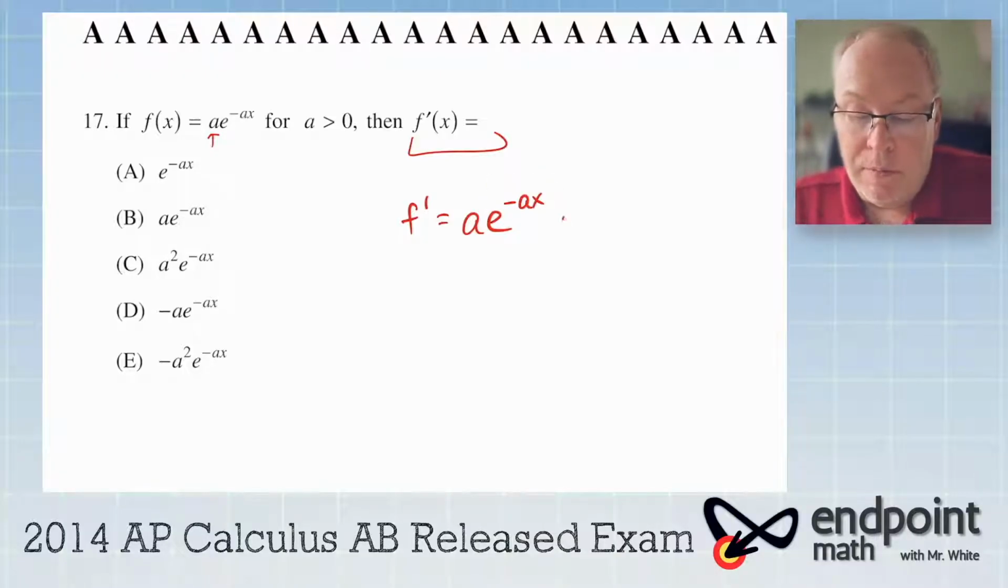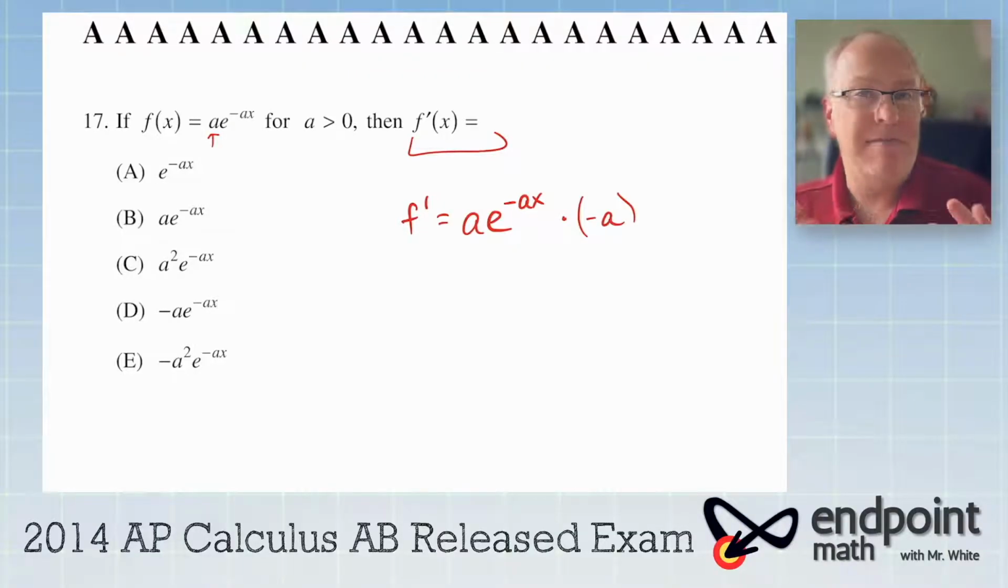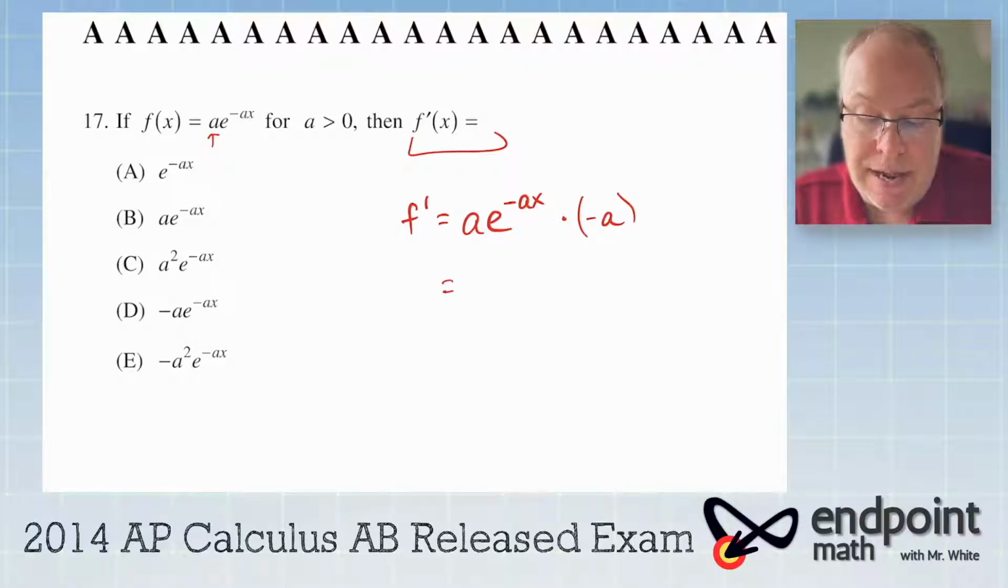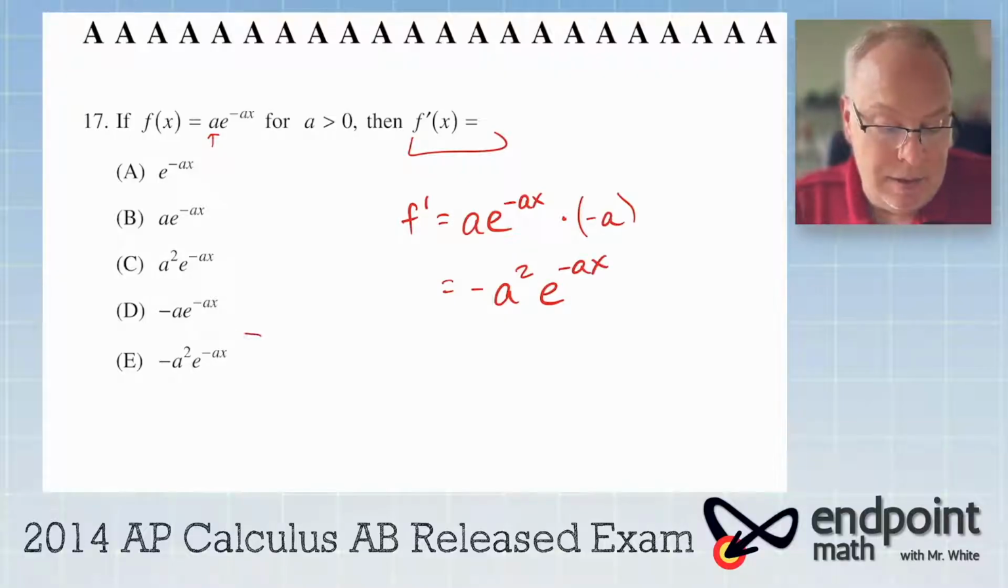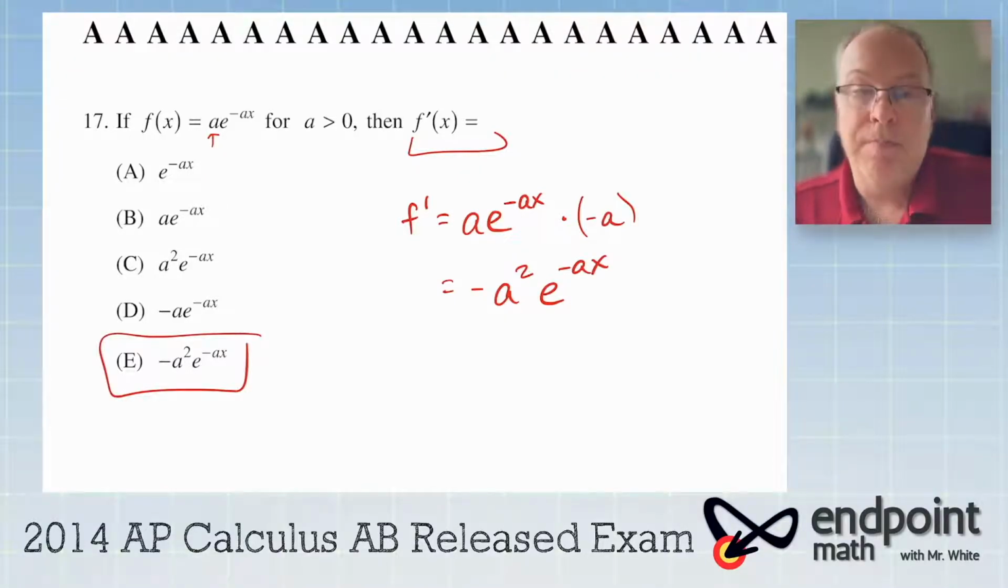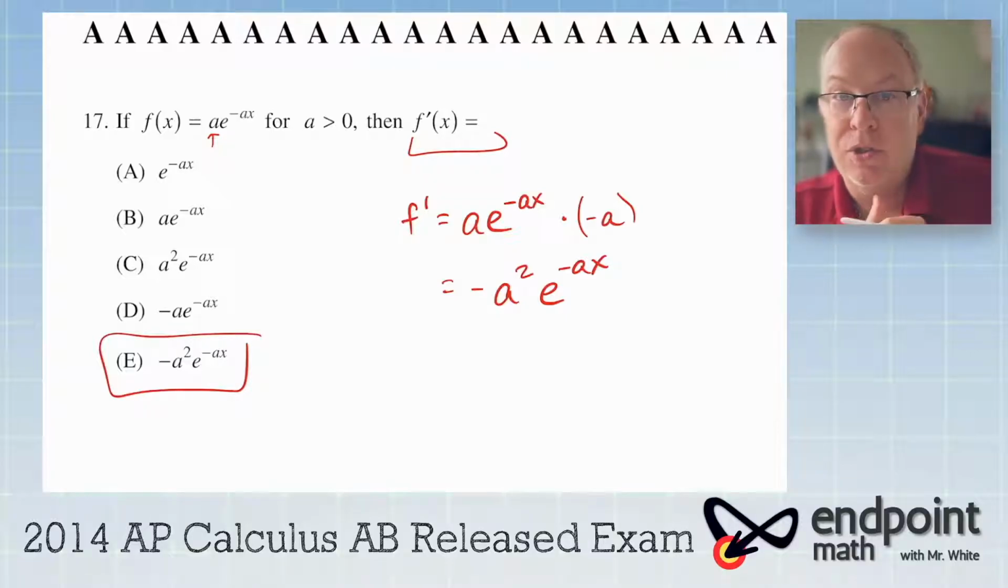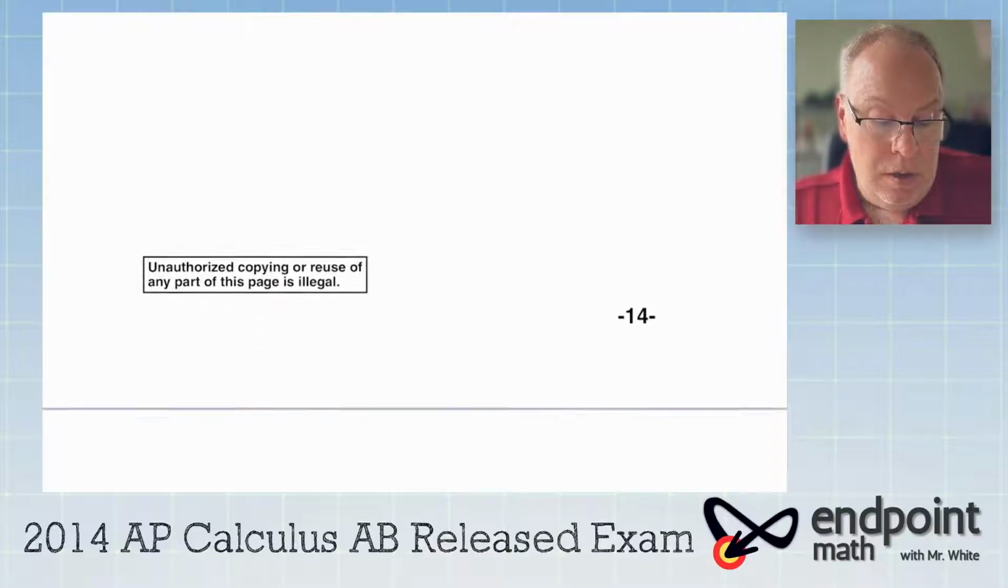So if we multiply by the derivative of that, that would be negative a, right? If that were negative 5x, the derivative would be negative 5. So we end up getting negative a squared e to the negative ax. So that's the answer right there. Really easy one. You should be able to do that one pretty quickly if you just recognize a is just a number. Okay, here we go.